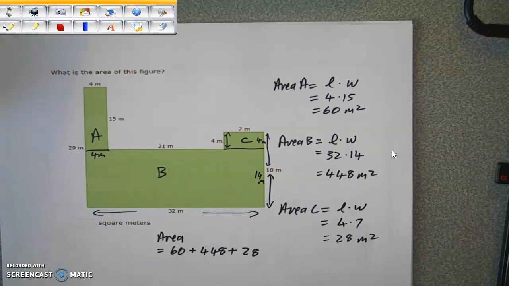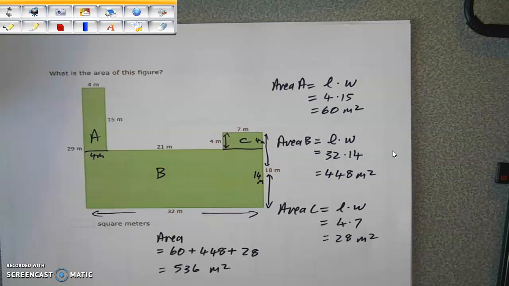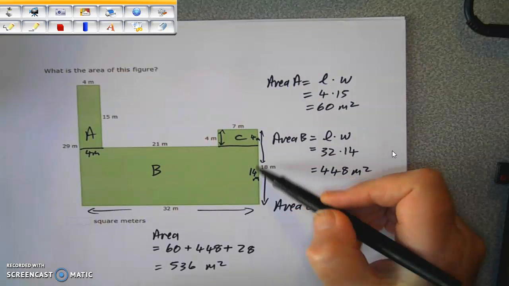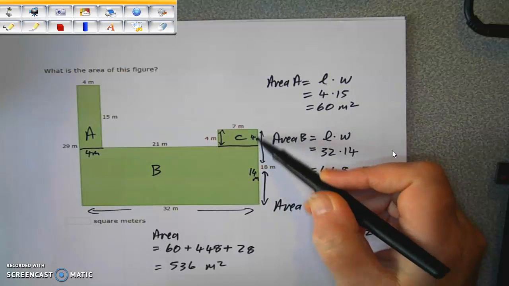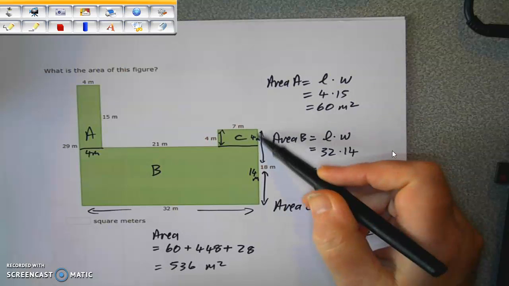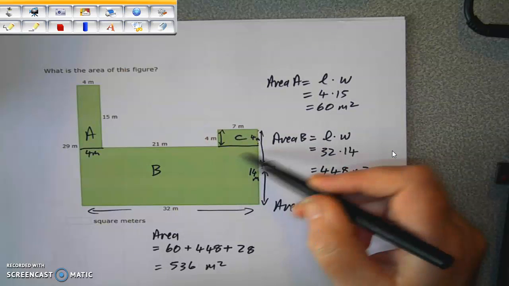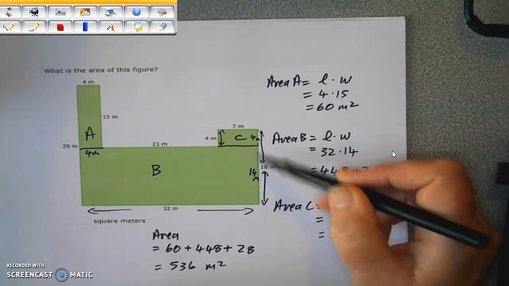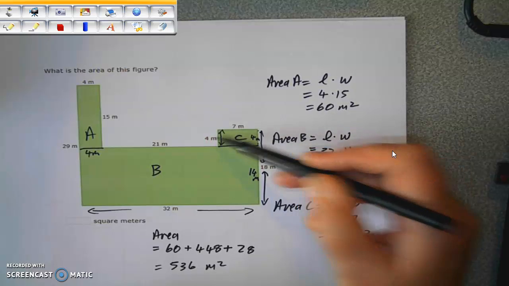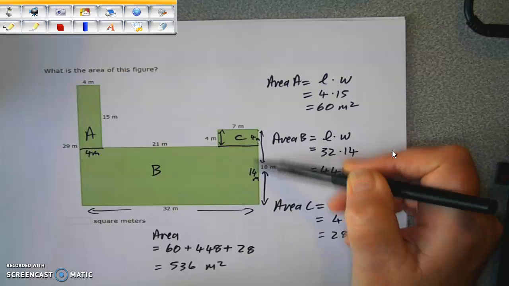And on my calculator, it's 536 meters squared. So the hardest part about this one was finding the 14 here. Because remember, you can't assume that the 18 is the right number to use because the 18 includes the width of rectangle C as well as the width of rectangle B. So the 18 is the width of B plus the width of C. We know the width of C is 4. So you take the 4 away from the 18 to get the 14, which is the width of B.